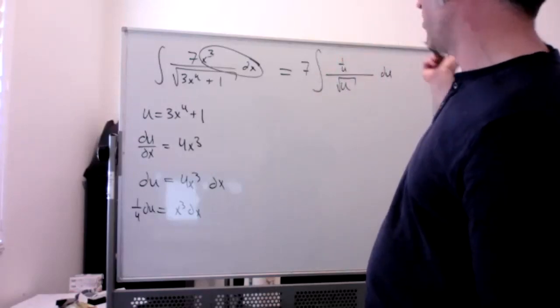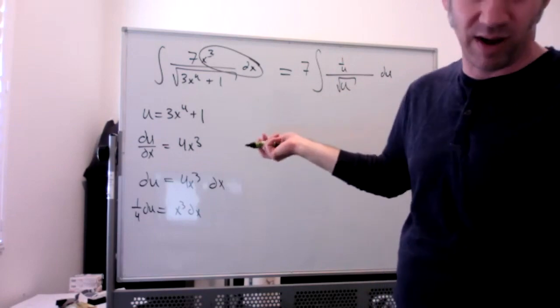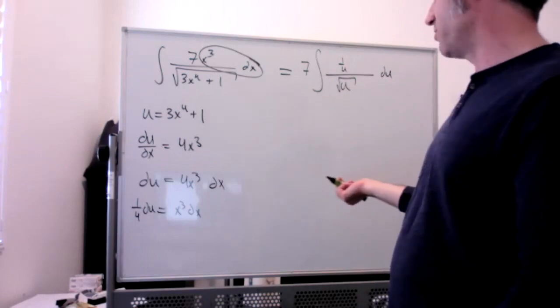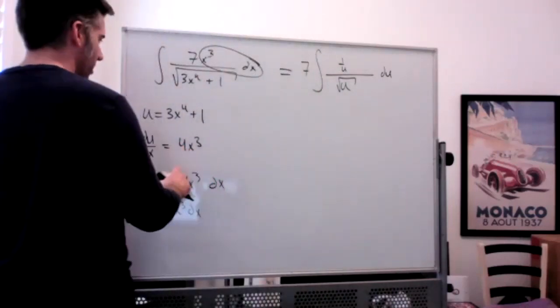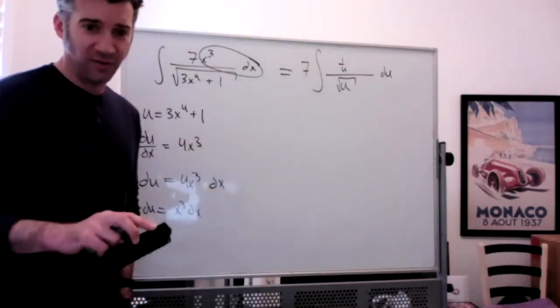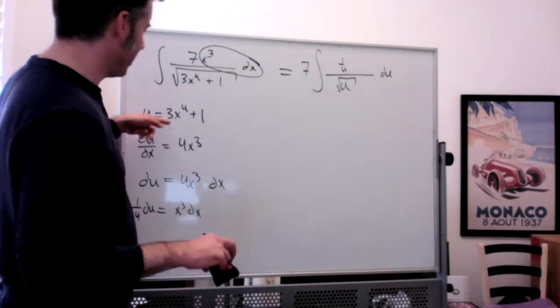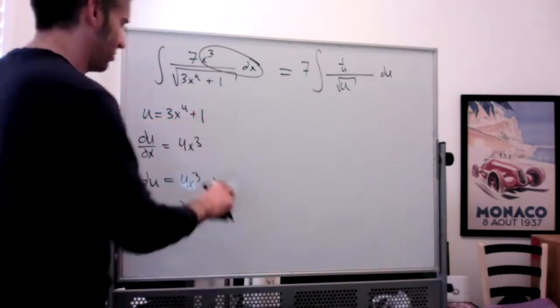Did I? Yeah. Why? That's an excellent question, Joanne. Wow. Oh man. Yeah, I feel kind of terrible about that. Yeah. Good point. The derivative of x to the 4th is 4x cubed. The derivative of 3x to the 4th is 12x cubed. Sorry about that.